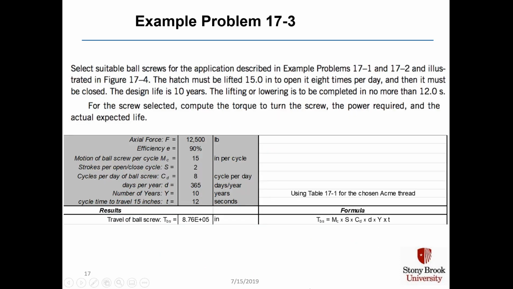Here's an example problem 17-3 for you. The goal is to select a suitable ball screw for an application which was described in examples 17-1 and 17-2, illustrated in figure 17-4. And the idea was for a hatch to be lifted 15 inches to open 8 times a day and then closed. Do this for 10 years, and lifting and lowering must be completed in no more than 12 seconds.